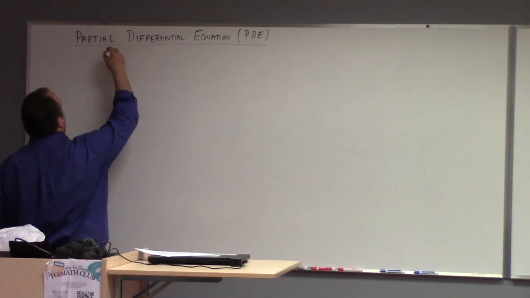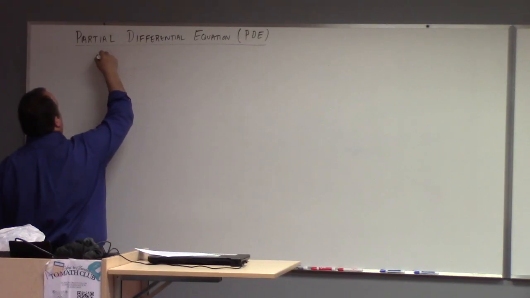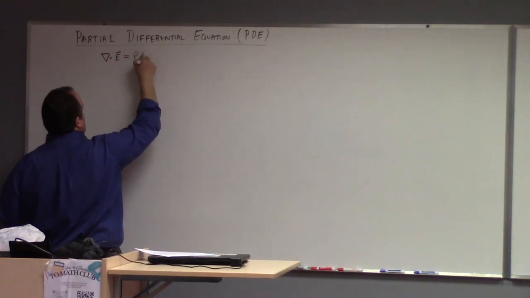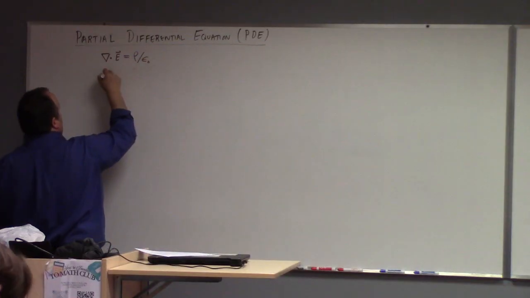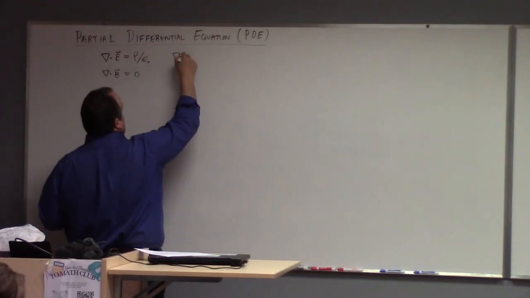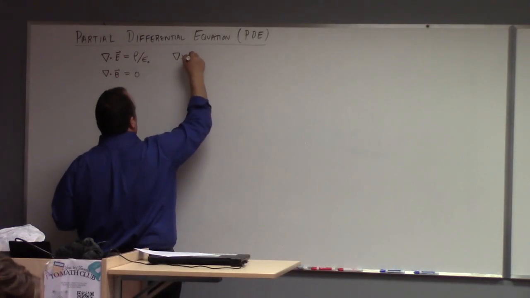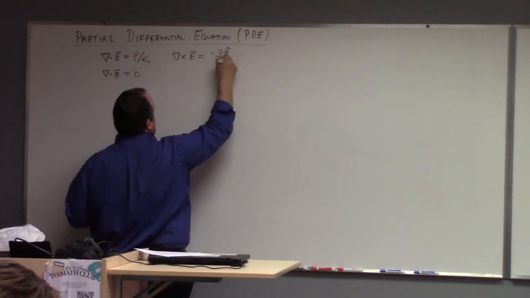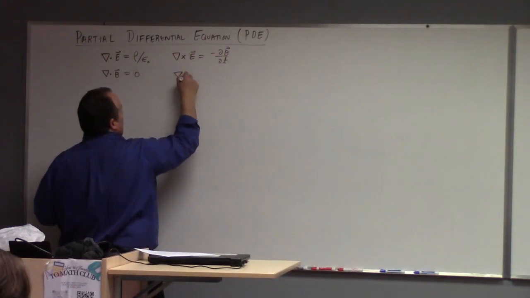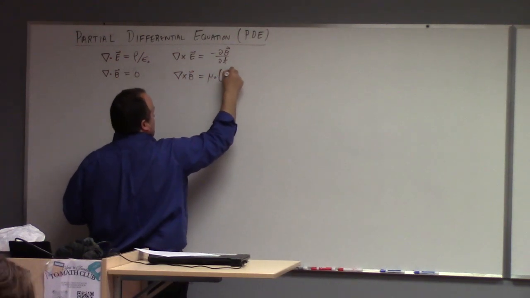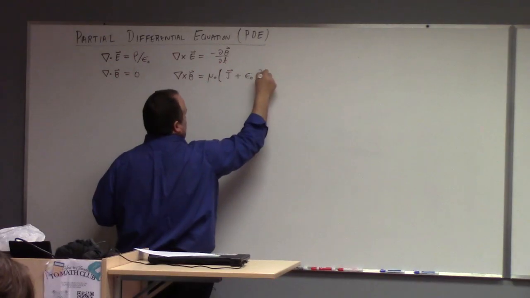For example, maybe you recognize this: the divergence of the electric field is the charge density divided by epsilon naught, or the divergence of the magnetic field is 0, or the curl of the electric field is minus the time rate of change of the magnetic field, or the curl of the magnetic field is mu naught times the current density plus epsilon naught partial E partial t, right?